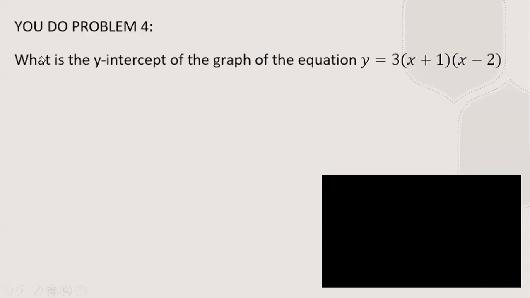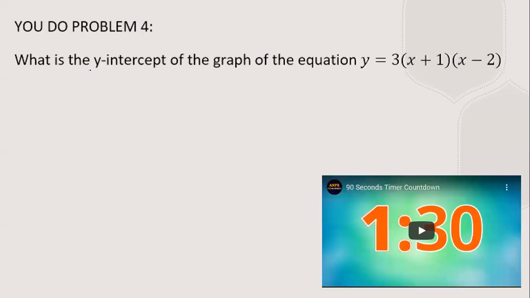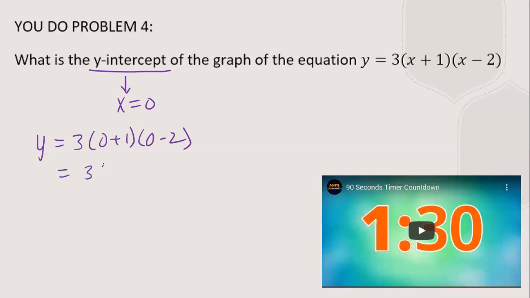All right, here we go, guys. Ready? So again, what does y-intercept mean we're doing? X equals 0. When I ask you for what is the y-intercept of an equation, that means you're making x equal to 0. So for this one, we have y equals 3 times 0 plus 1 times 0 minus 2, which gives us 3 times 1 times negative 2, which gives us 3 times negative 2, which equals negative 6.